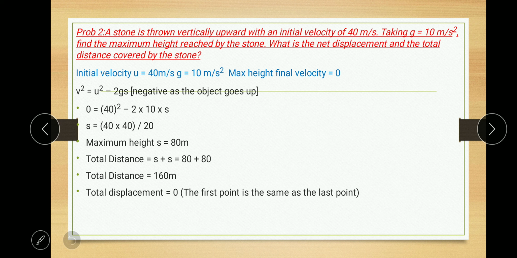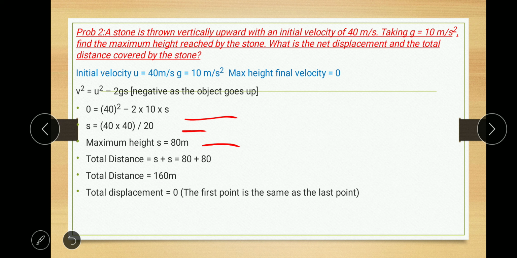So initial velocity u equal to 40, g equal to 10. At maximum height the final velocity is 0. v square is equal to u square minus 2gs, with g negative as the object goes up. So you put the values, and s, the maximum height, equals 80. After reaching the maximum height it will go downwards.